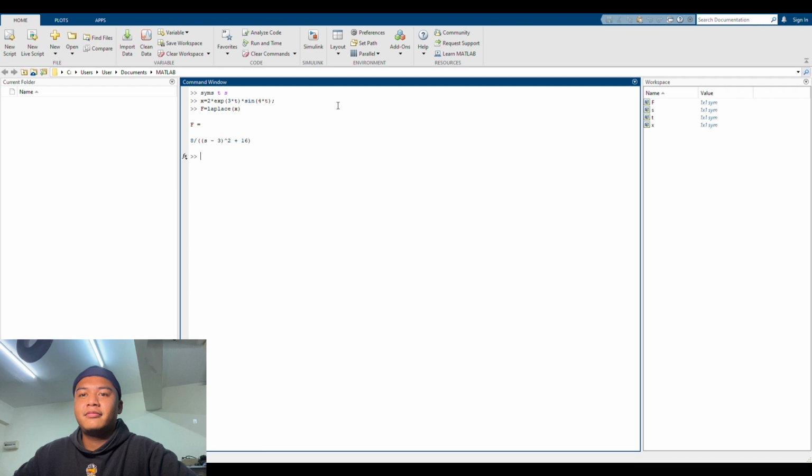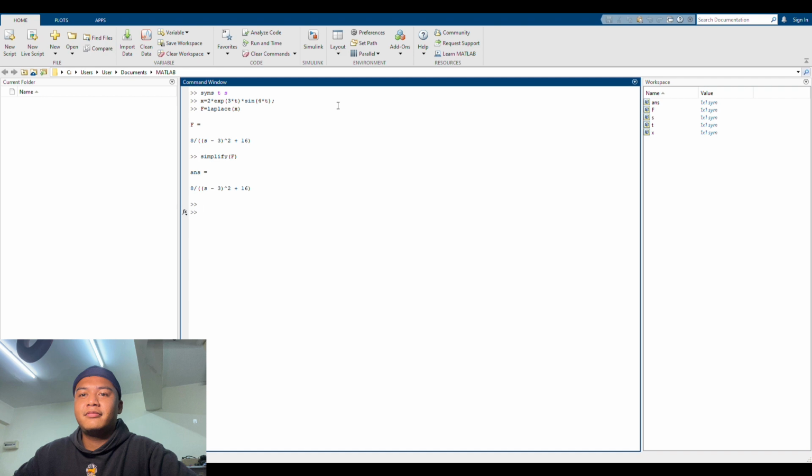Then for the answer for this question, I use simplify, then F for the Laplace. So the last answer I have is 8 over (s minus 3) to the power of 2 plus 16 for the Laplace answer.